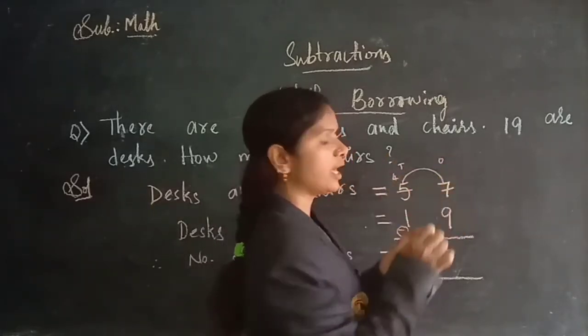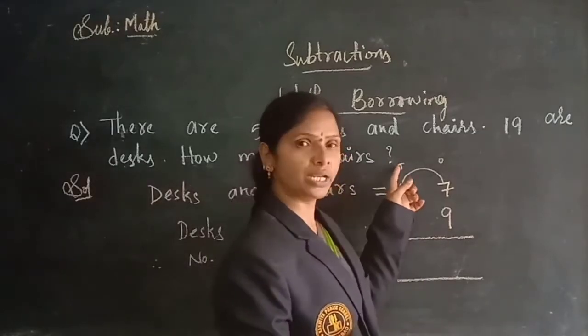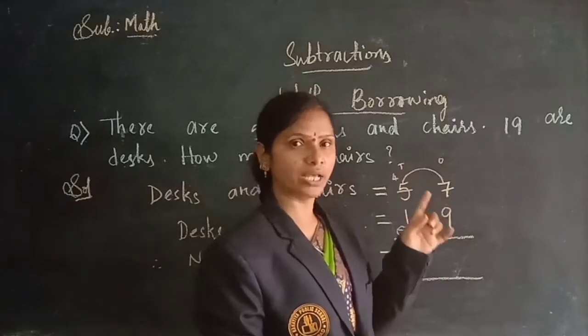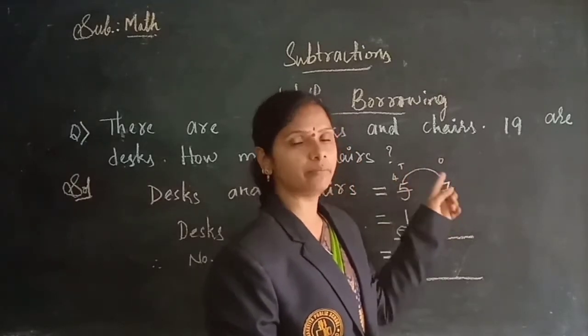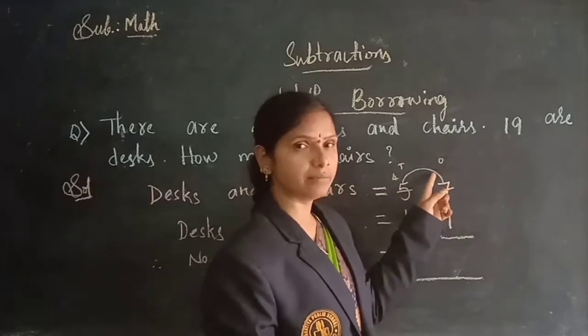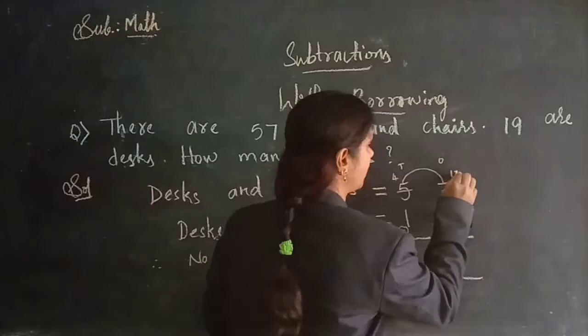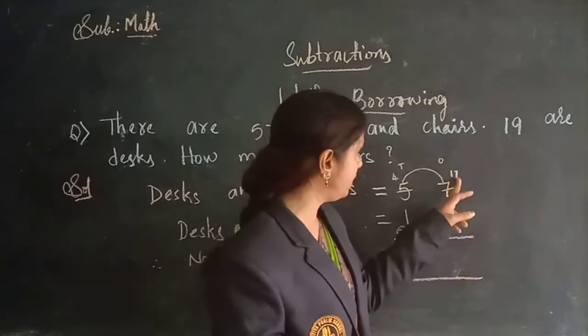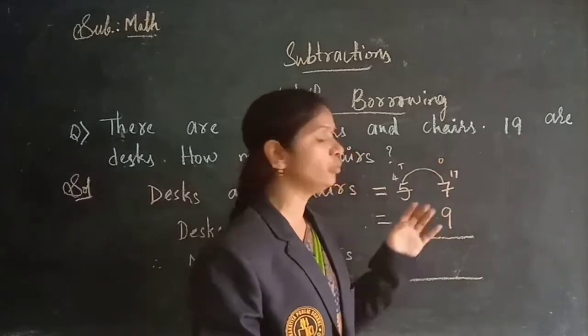From here to here, I am giving a borrow, meaning I am giving 10 numbers, children. Why? Because 1 tens is equal to 10 ones. So I am giving 1 number to the ones, meaning indirectly giving 10 numbers. 10 numbers and the existing 7 will be 17. Now it will be 17 and it will be 4. Now I need to subtract 9 from 17.